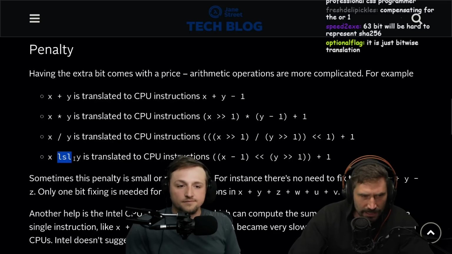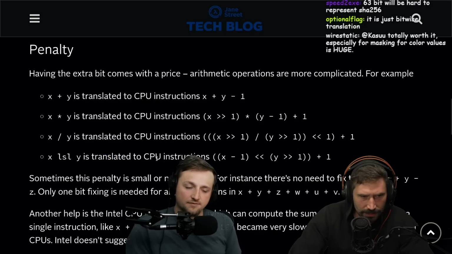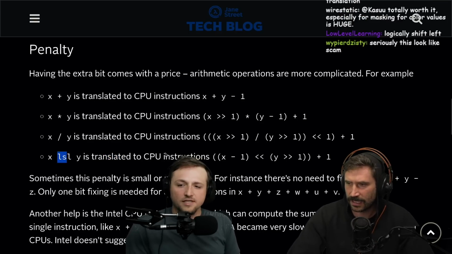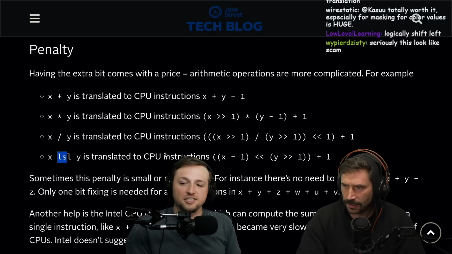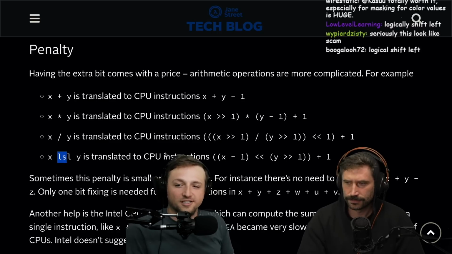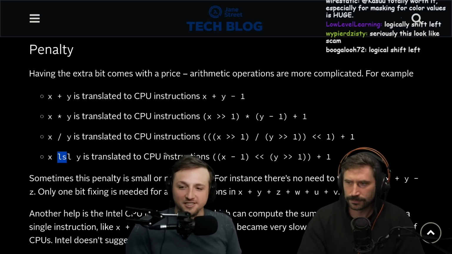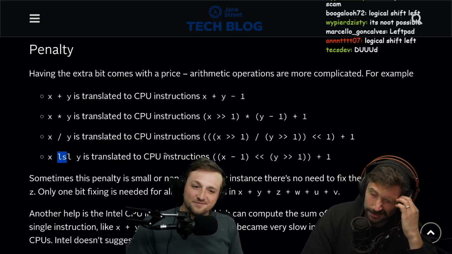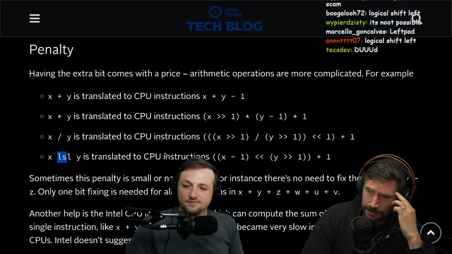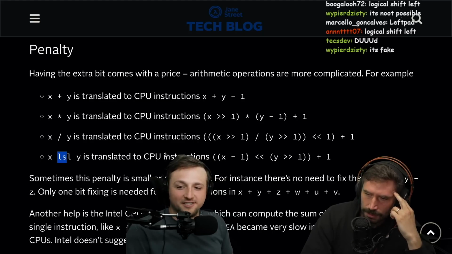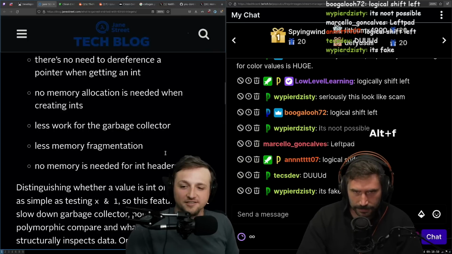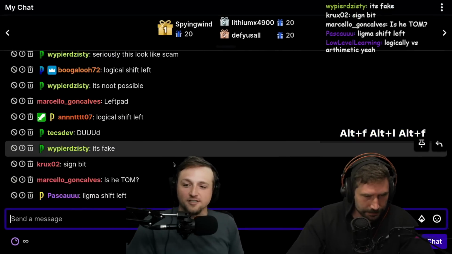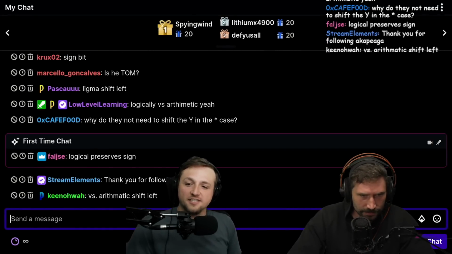What is LSL? Is it left shift left? I think so, yeah. That doesn't make any sense. Left shift left. I don't know. Logically shift left, according to Low Level Learning. I trust him, he's got low level in the name. He's a genius. What is a logical shift left? Does that just mean a zero fill? I don't know. I'll wait for Low Level Learning to type something in chat, and I'll copy exactly what he says out loud and sound really smart. I'm waiting. Logically versus arithmetic.